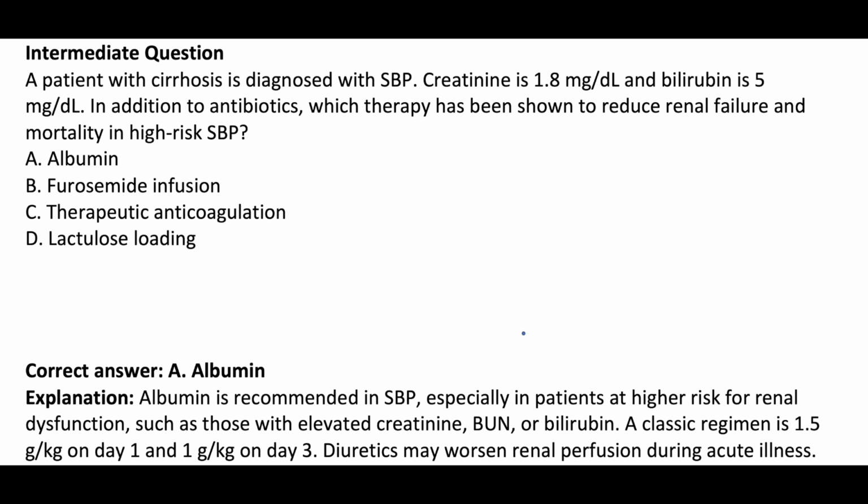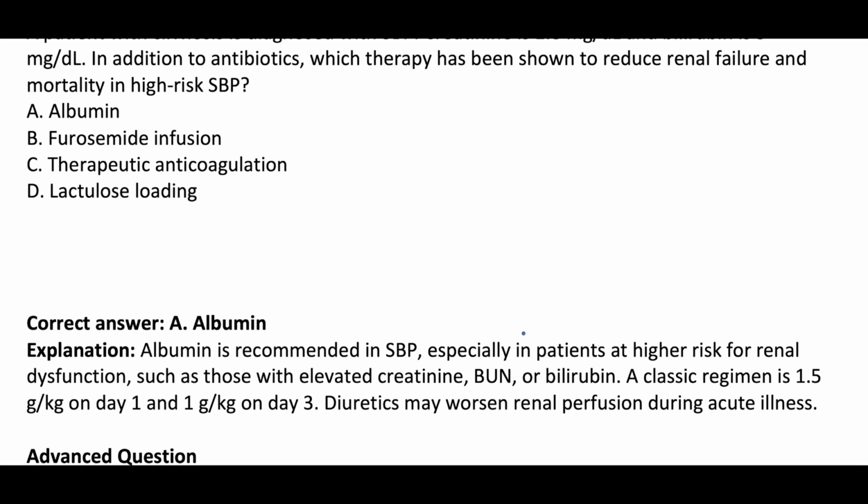The correct answer is A. Albumin. Albumin is recommended in SBP, especially in patients at higher risk, such as those with elevated creatinine or bilirubin. Classic regimen is 1.5 grams per kilogram on day 1 and 1 gram per kilogram on day 3.